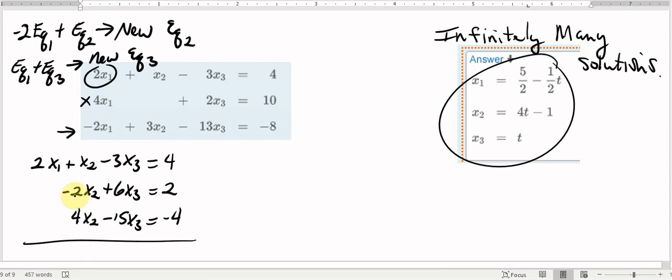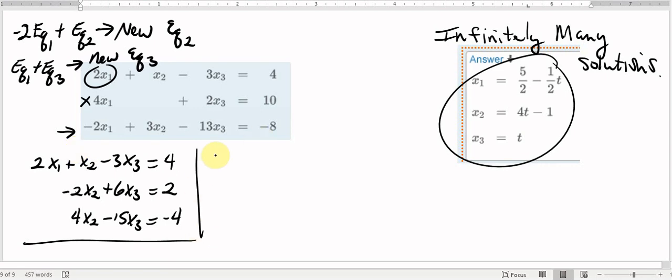I should have reduced equation 2 up here before, but I didn't. You can reduce, or I'm just going to use this negative 2 to my advantage. I'm going to say 2 times equation 2 and add that to equation 3 to cancel out this 4x sub 2. Do you see what I'm trying to build? I'm trying to build the back substitution, right? I'm trying to end up with one equation with one unknown, one equation with two unknowns, one equation with three unknowns.